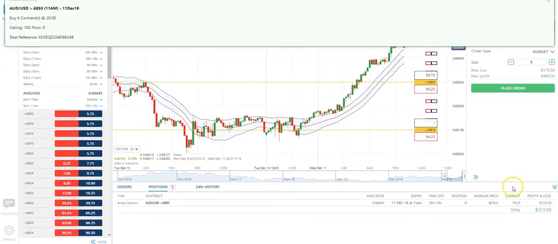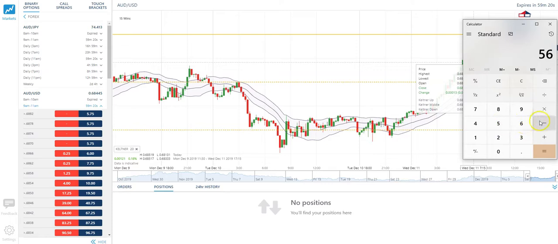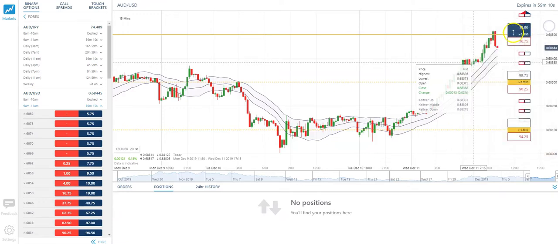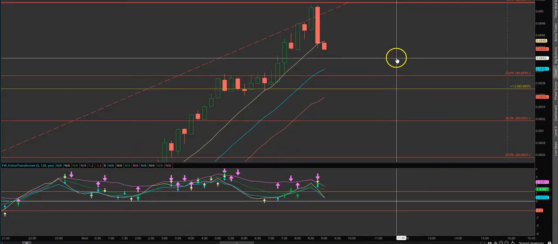Got out at 20. We were in at 56. So 56 minus 20 is 36, and then minus our fees, which is $6 worth of fees on both sides. So we got 24 per contract, so about $144 on this particular trade here. So let's run through the trade so you can see exactly why we took it.